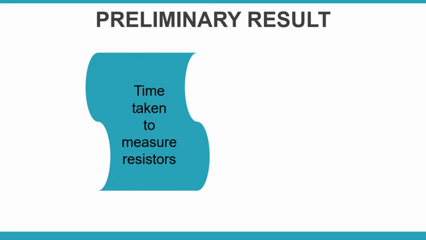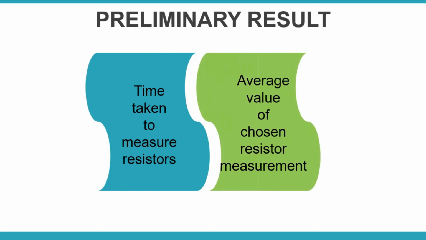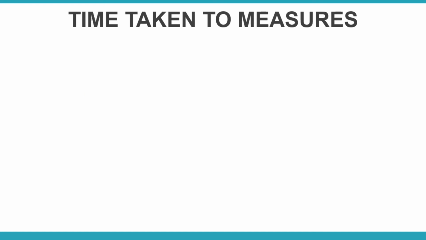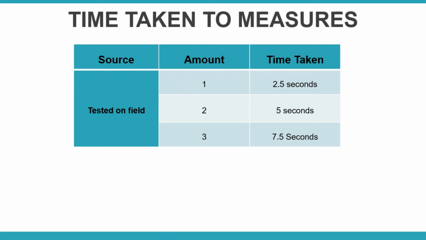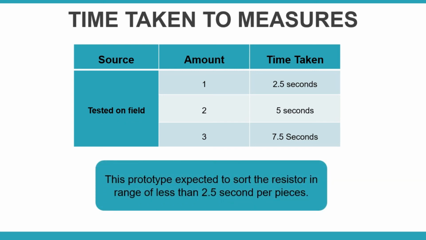For the preliminary results, I have two results. The first one is the time taken to measure the resistor, and the next one is the average value of the chosen resistor measurements. For the time taken, I tested in the field by measuring the resistors manually. To measure one resistor takes about 2.5 seconds, for two resistors about 5 seconds, and for three resistors about 7.5 seconds. So this prototype is expected to sort a resistor in less than 2.5 seconds per piece.